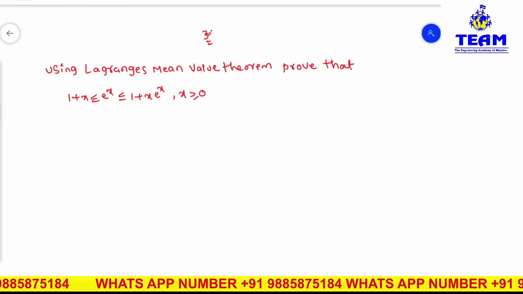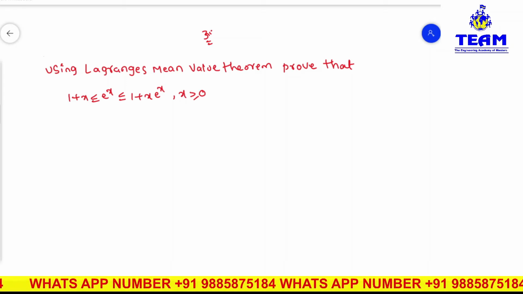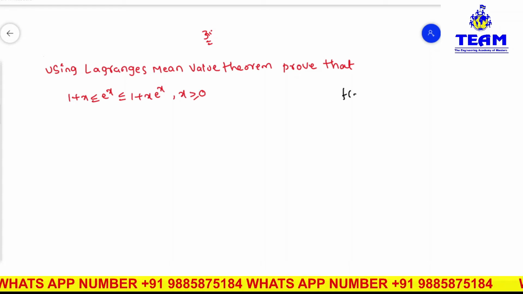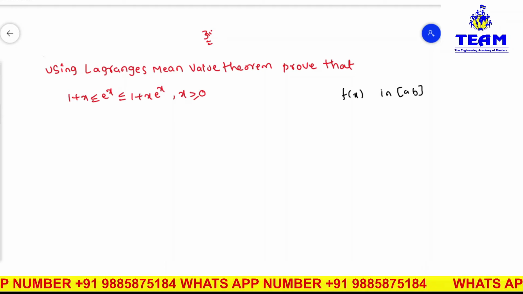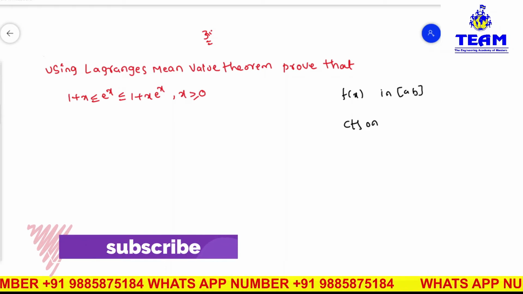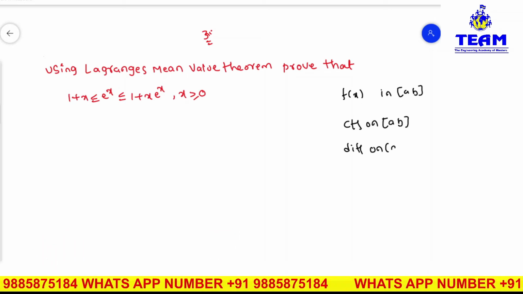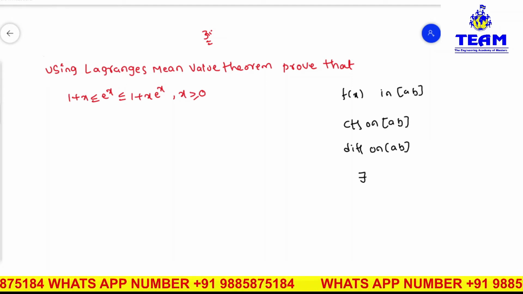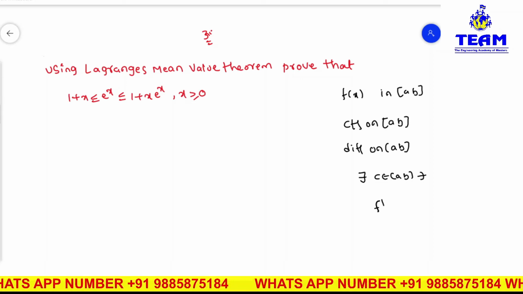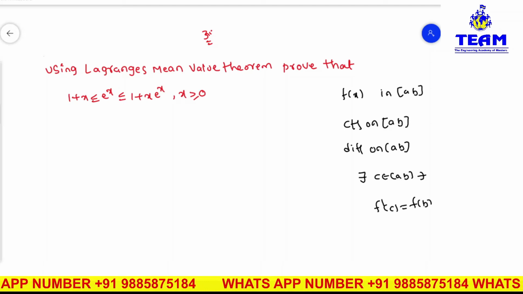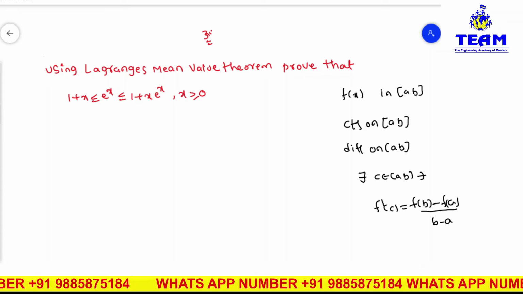If you want to use the Lagrange's mean value theorem, the function should satisfy the conditions of the theorem. Suppose f of x is a function defined on the closed interval a comma b, then it should be continuous on the closed interval a b and differentiable on the open interval a b. Then there exists at least one point c belonging to the open interval a b such that f dash of c is equal to f of b minus f of a divided by b minus a. This is the Lagrange's mean value theorem.